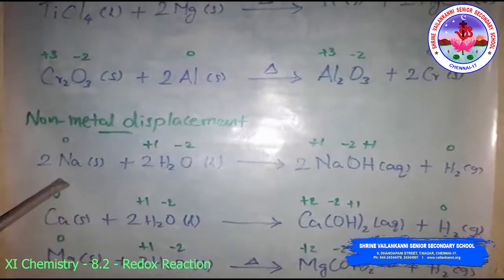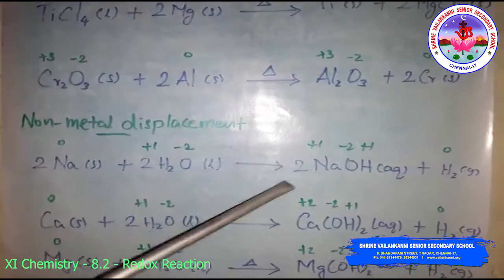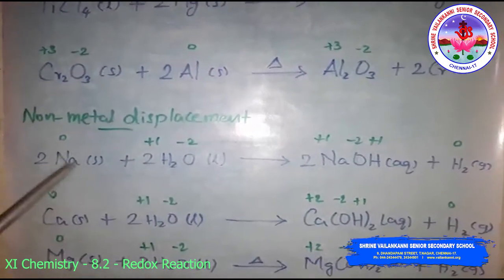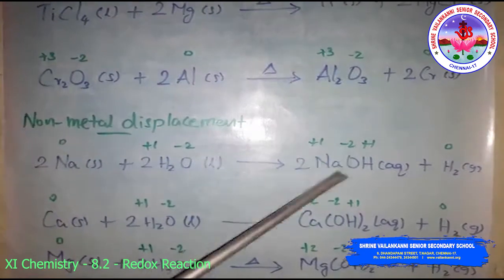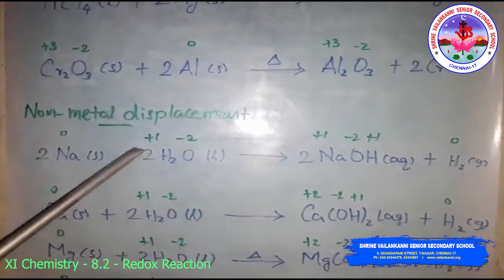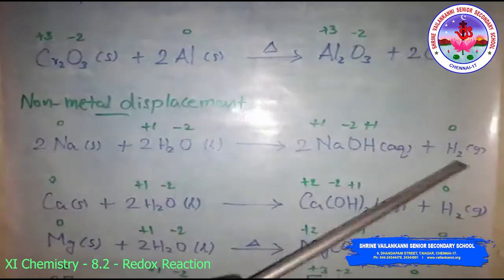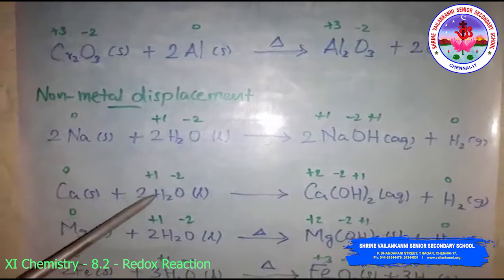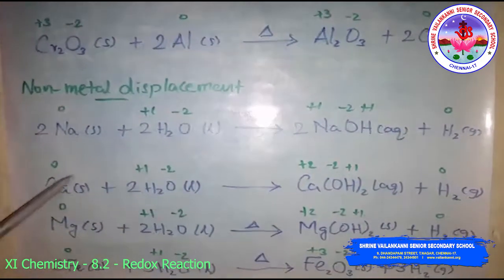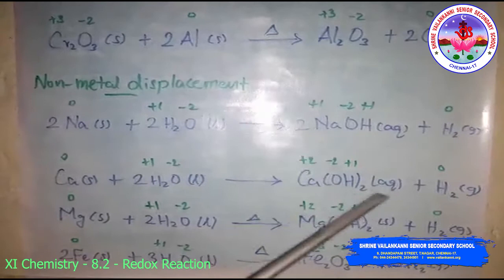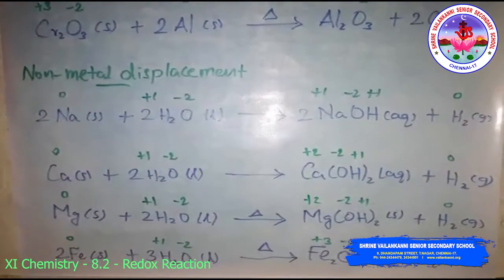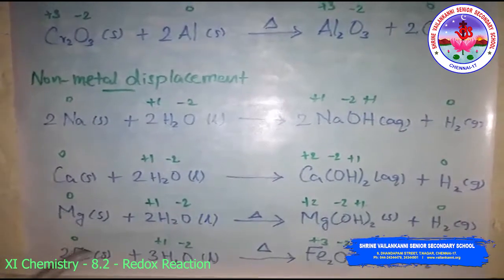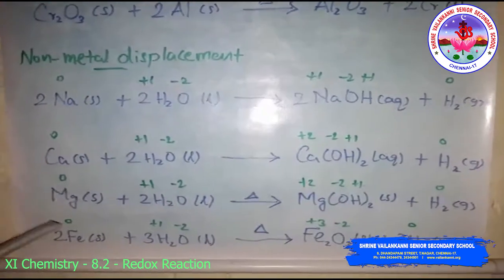See, sodium reacts with cold water to form sodium hydroxide, and hydrogen gas is produced. Here sodium has a 0 state, sodium on the right-hand side has a +1 oxidation state, and hydrogen has a +1 oxidation state, so it is reduced to hydrogen. Okay. Then calcium has a 0 state, and hydrogen is in the +1 state. Here calcium is oxidized and hydrogen is reduced.